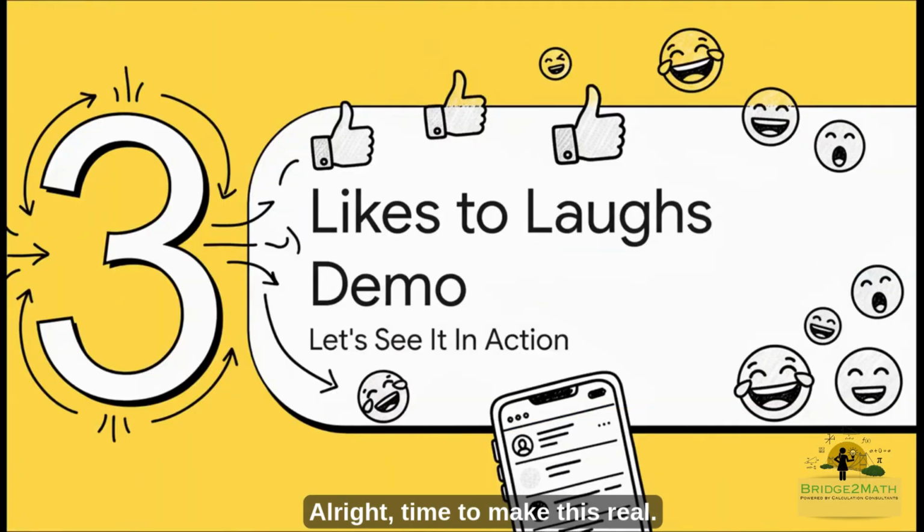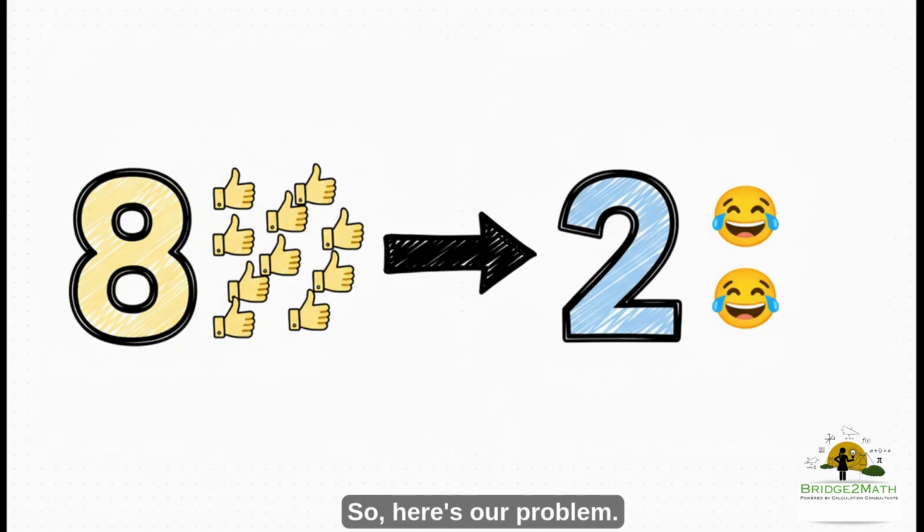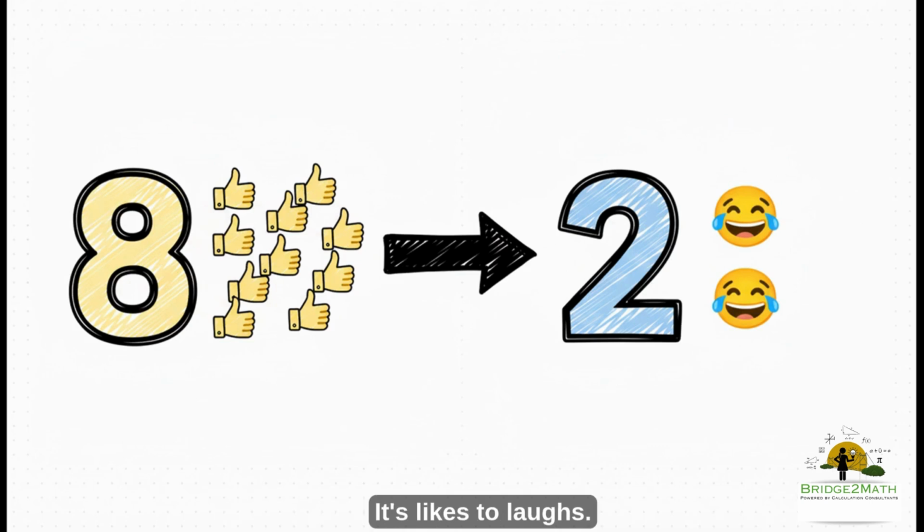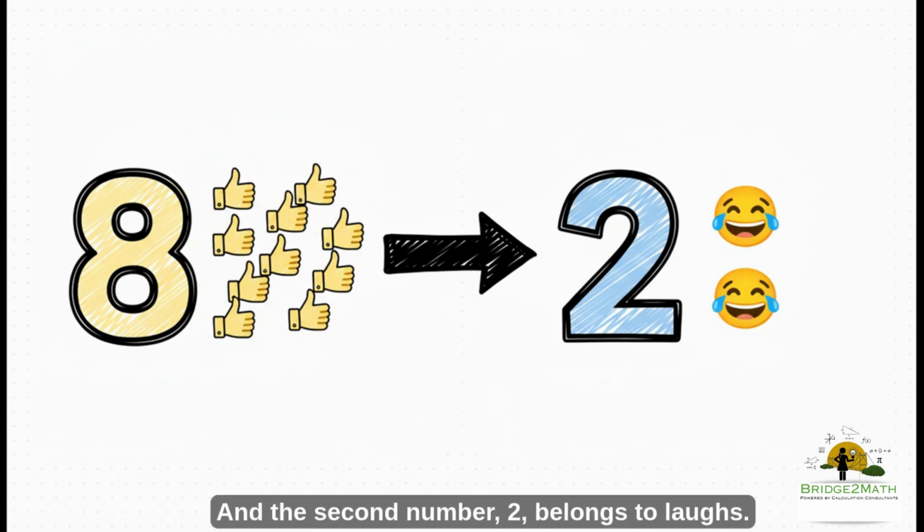All right, time to make this real. We're going to use a super common example you'd see anywhere online, the ratio of likes to laughs. So here's our problem. The ratio is 8 likes for every 2 laughs. Now remember, that order is absolutely crucial. It's likes to laughs. That means the first number, 8, belongs to likes, and the second number, 2, belongs to laughs. Okay. We've got our setup.